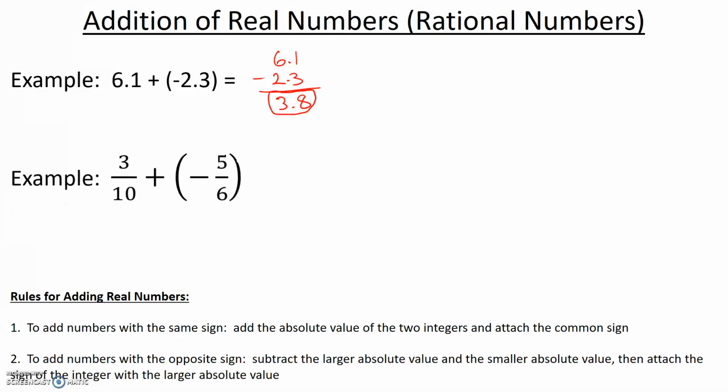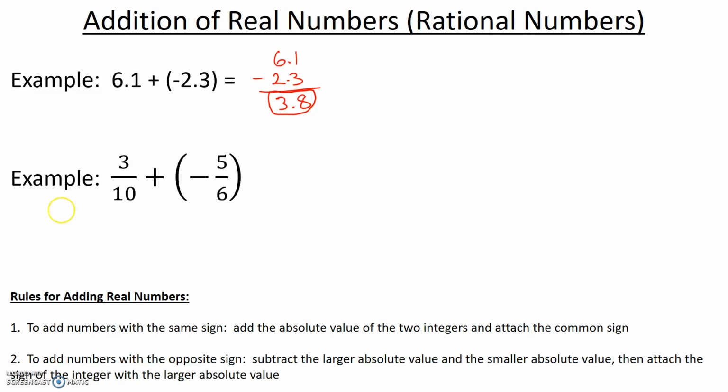In the next example, we are adding two rational numbers, 3 over 10 plus negative 5 over 6. When adding two rational numbers, we have to make sure we have the lowest common denominator. If you don't have a common denominator, we need to find out what the lowest common denominator is. The lowest common denominator is the lowest number that 10 and 6 can both go into.